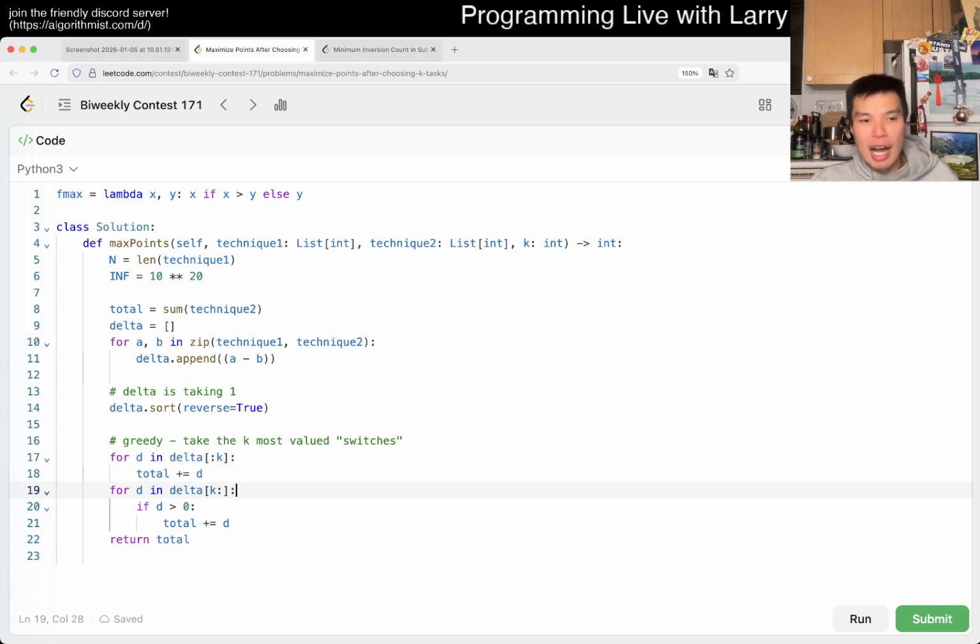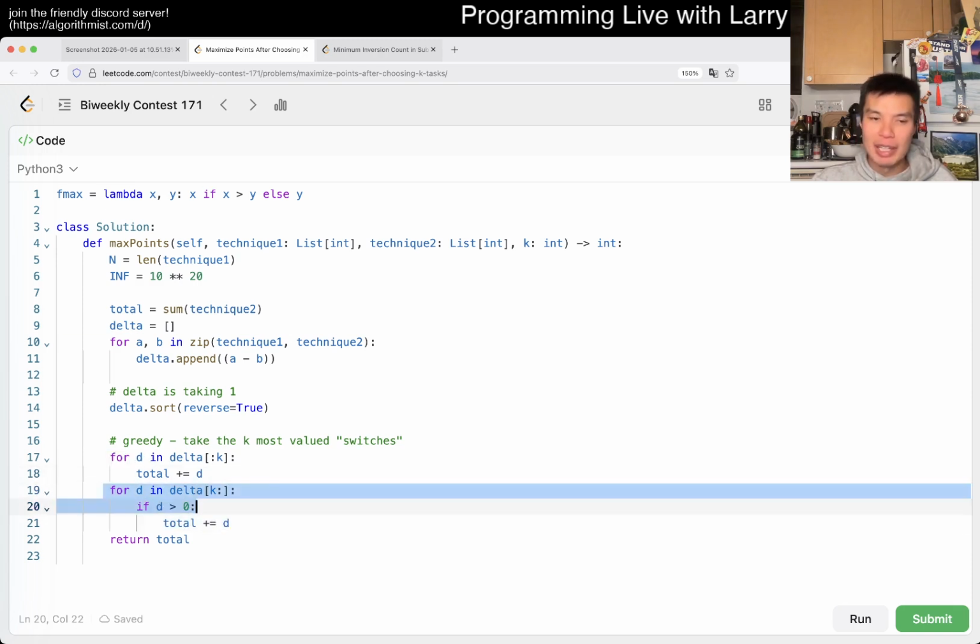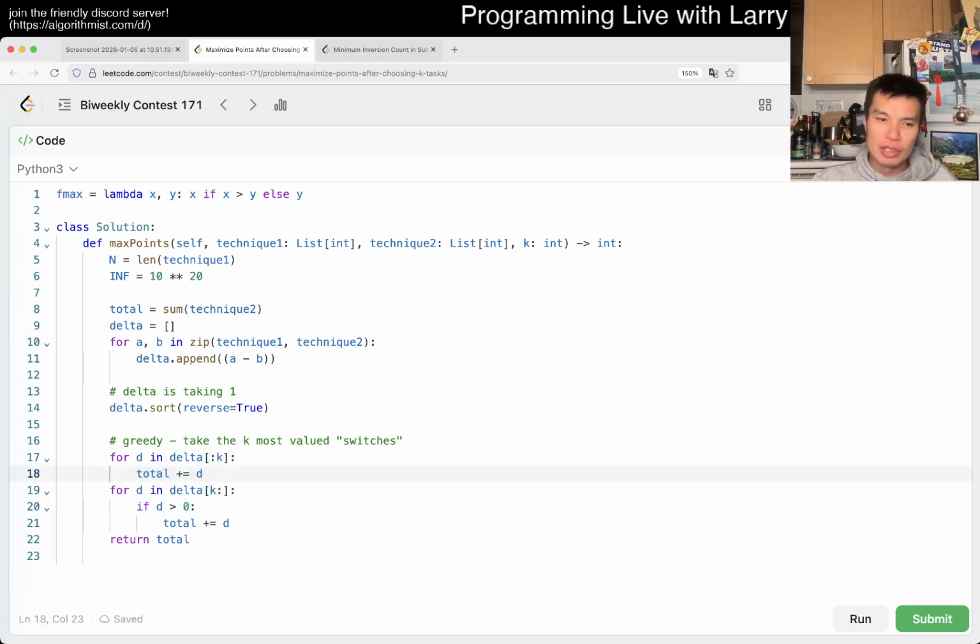And then the rest is just that, well, now we can choose whichever we want, and we can choose either from 1 or 2 after we satisfy the k constraint. And again, delta is the additional value of taking 1, meaning that if it's greater than 0, then we should just take it. If it's less than 0, that means that technique 2 is already better.